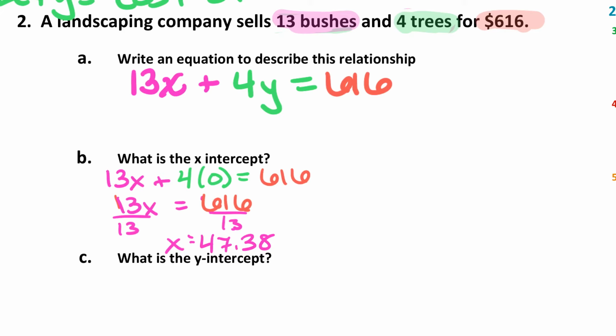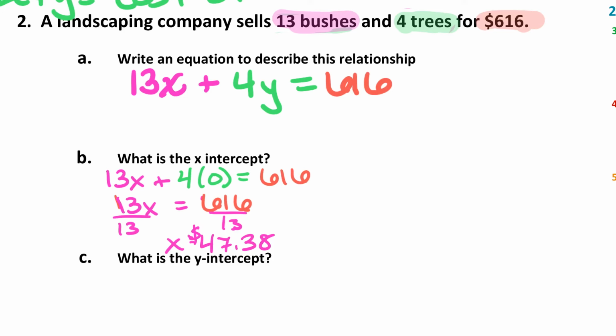Well, what does x equal? What did we define x as? Well, the cost of the bushes. So the cost, we can have a decimal, and x is actually equal to $47.38. So what does that represent? What does it mean? It means that if they sold 0 trees, the cost of each bush would be $47.38 for them to still make $616 by selling those bushes.